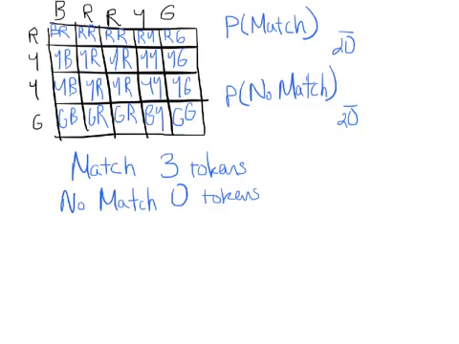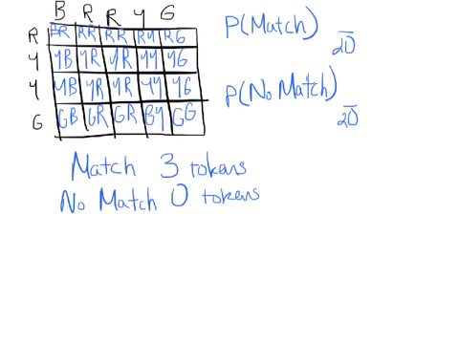Now when we look at this probability model, this is for, let's say, two spinners. We have red, yellow, yellow, and green on one spinner, and blue, red, red, yellow, green on the second spinner. As we look at this, I'm going to find out all of the matches. If they get a match, they're going to get 3 tokens. If they get no match, they're going to get 0.